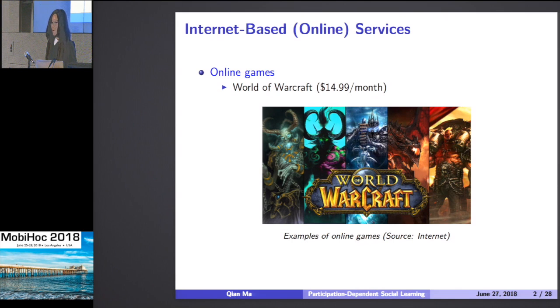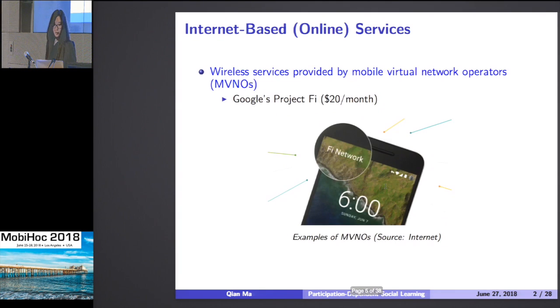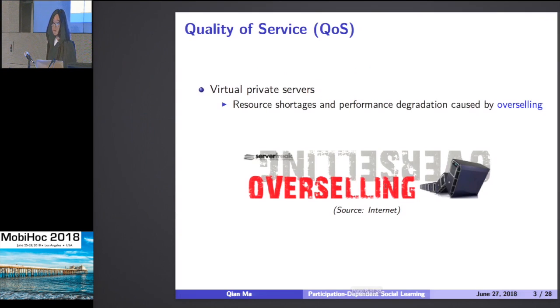Many people are playing online games such as World of Warcraft, which charges about $15 per month. And many people, for example me, are using wireless services provided by mobile virtual network operators, MVNO, such as Google's Project Fi, which charges about $20 per month. As users, before we make subscription decisions for online services, we care about not only the prices, that is the monthly fee we pay to the service provider, we also care about the quality of services.